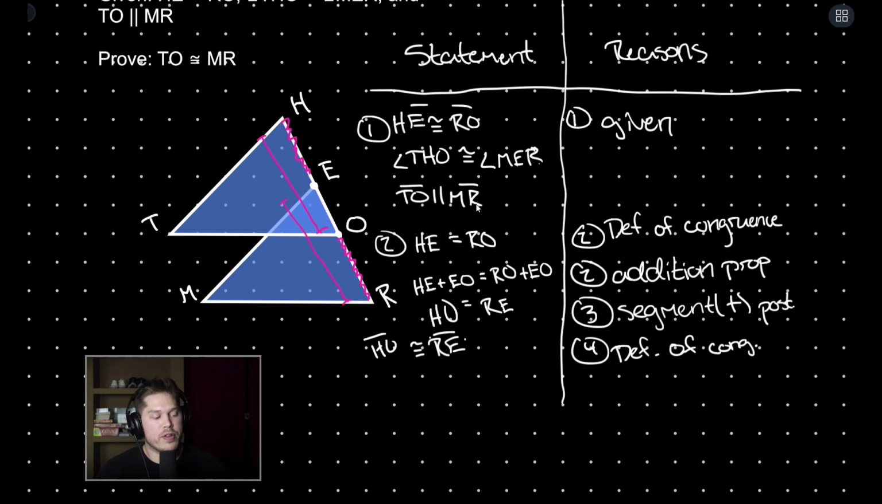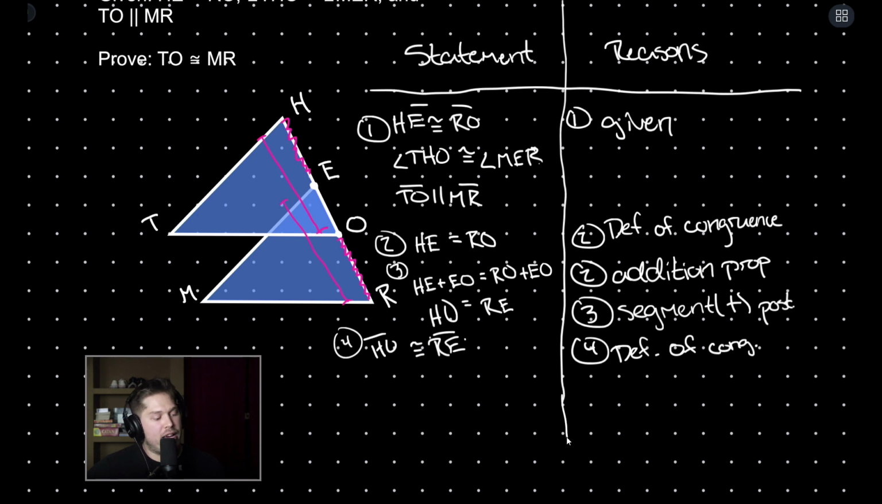So I did this full workaround in order to get that HO is congruent to RE. Notice how I needed to use the definition of congruence to strip the fact that we're talking about lines, and use just the measurements, and then I was able to add EO, and then by the segment addition postulate and the definition of congruence, we're able to regroup and say that segment OH is congruent to segment RE. So that was steps 3 and 4.